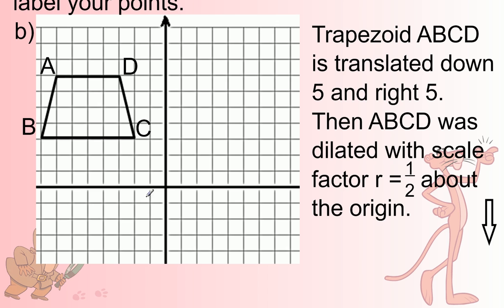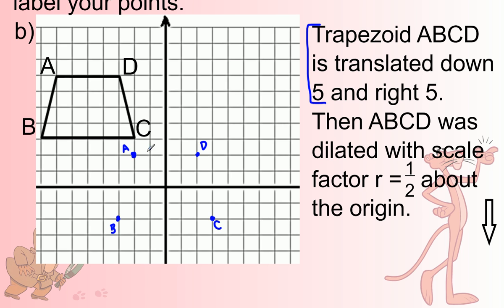Alright, so start with the first part. We're going to translate down 5, right 5. So I'm going to take each point and do that. Starting here: 1, 2, 3, 4, 5 and 1, 2, 3, 4, 5. That's C, so we can label it. Then 1, 2, 3, 4, 5 is D. Then 1, 2, 3, 4, 5 is A. And 1, 2, 3, 4, 5 is B.